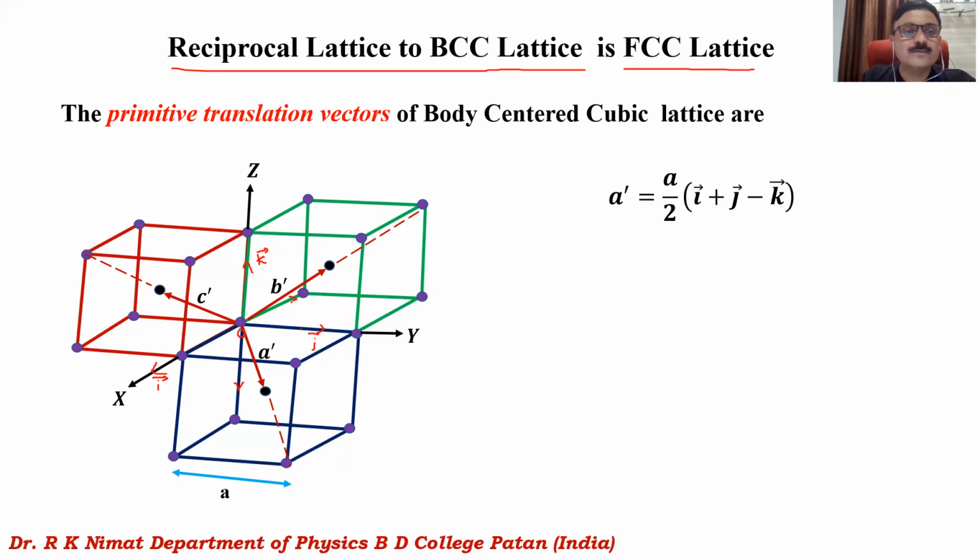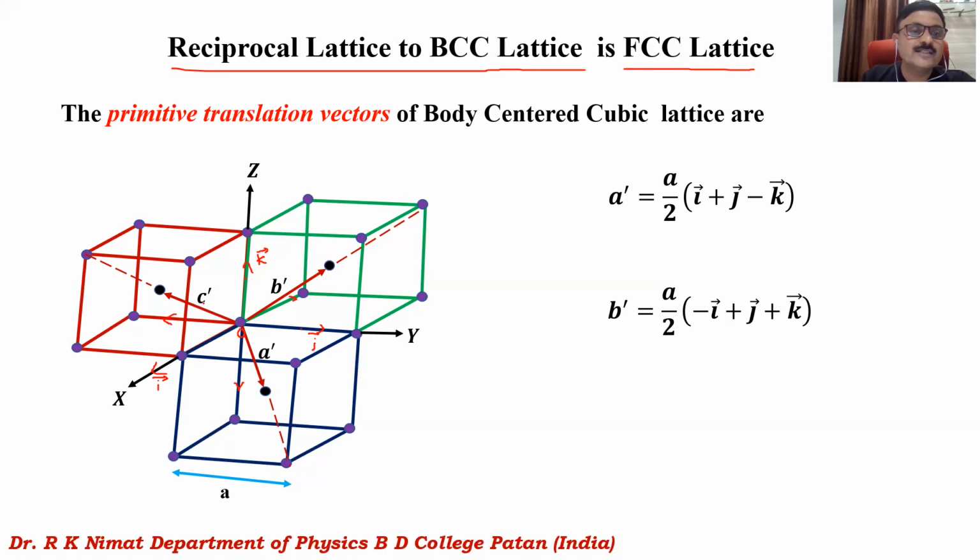So we can represent this as b dash is equal to a by 2 into (minus unit vector i plus unit vector j plus unit vector k), and it is represented like this. So b dash is equal to a by 2 (minus i plus j plus k). And lastly, we can represent c dash. If you look here, you will observe that this z is positive, this x is positive, but this y-axis, this direction, is negative.